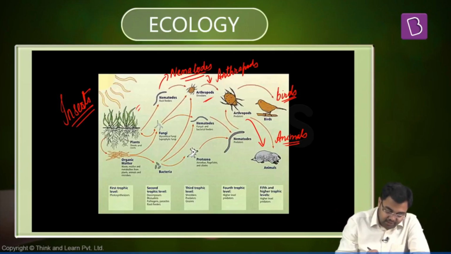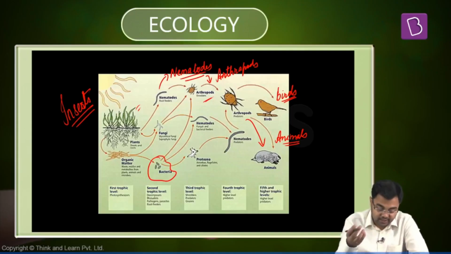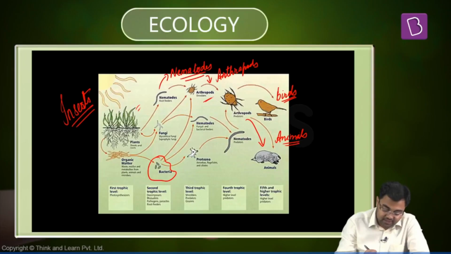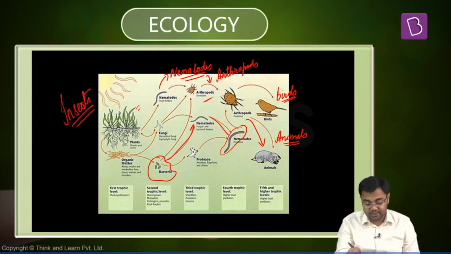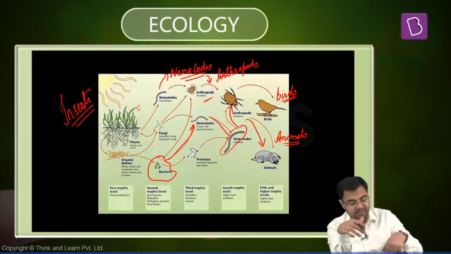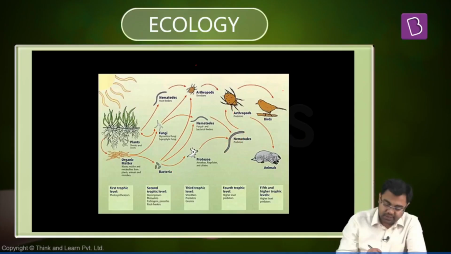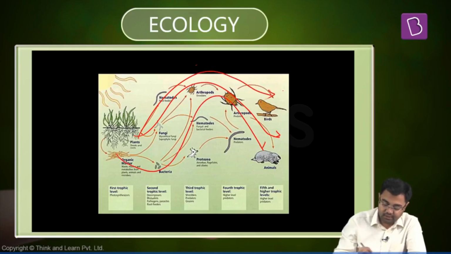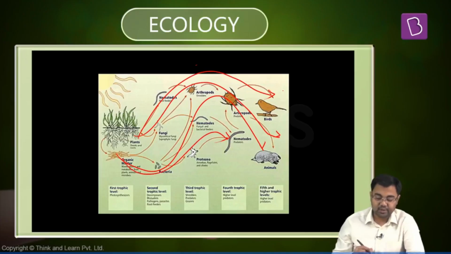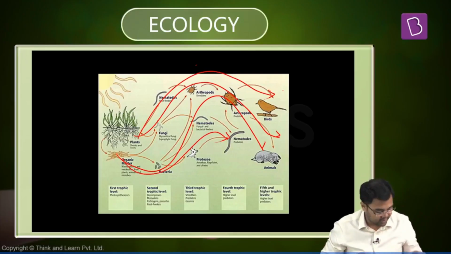And similarly, from the organic matter, the organic matter may get consumed by the bacteria. These bacteria can get consumed by nematodes, and then from there the higher nematodes, and from there it is a possibility that they will get consumed by arthropods, and this cycle may continue like this. So either you have this cycle, or you have this cycle, or you may follow this cycle, but all these are examples of food chain.